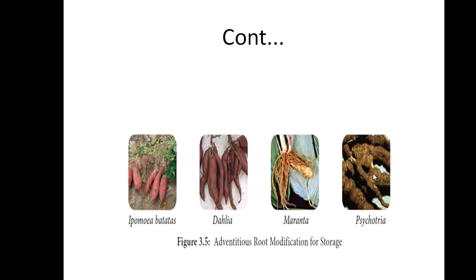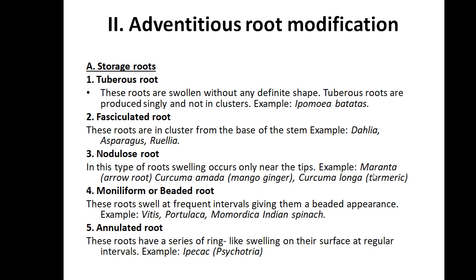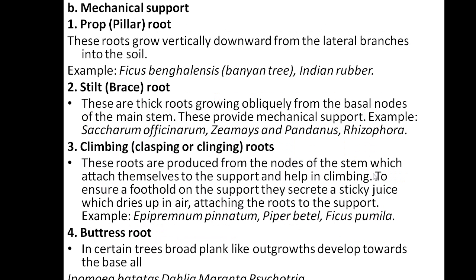Next I am coming to the mechanical support of the adventitious root modification. I just explained the storage modifications of the taproot system, with the conical, fusiform and napiform roots. And the storage roots of the tuberous, fasciculated, nodulose, moniliform and annulated types. Now I am going to explain the mechanical support of the adventitious root modification, that is the prop root or the pillar root. The roots which grow vertically downwards from the lateral branches into the soil are called prop roots. Example, Ficus benghalensis, that is the banyan tree or the Indian rubber, are examples of the prop or pillar root.